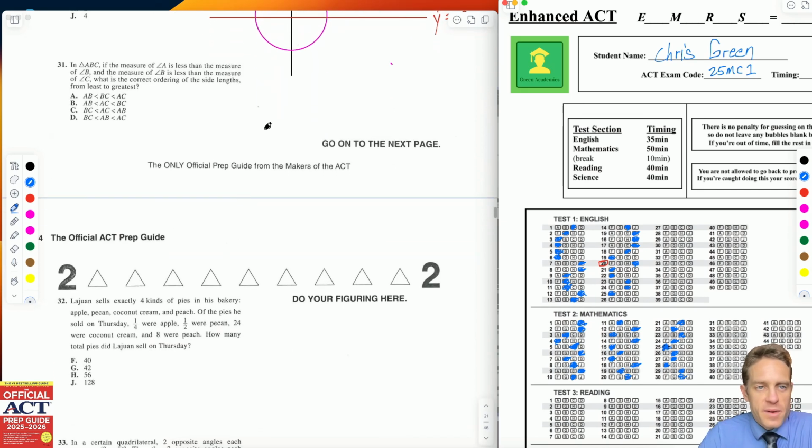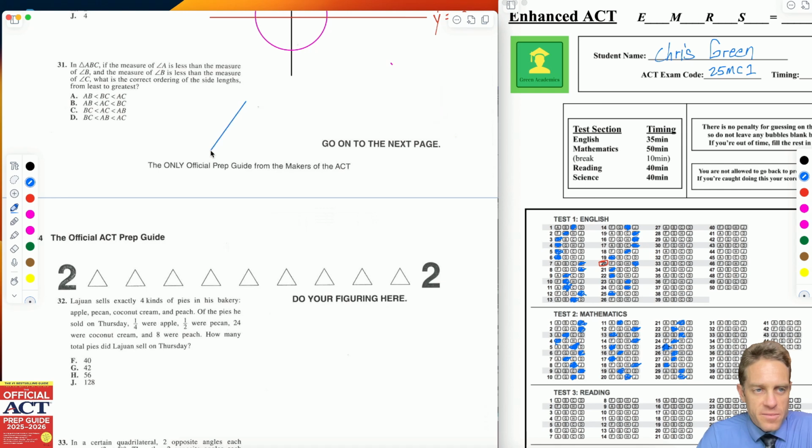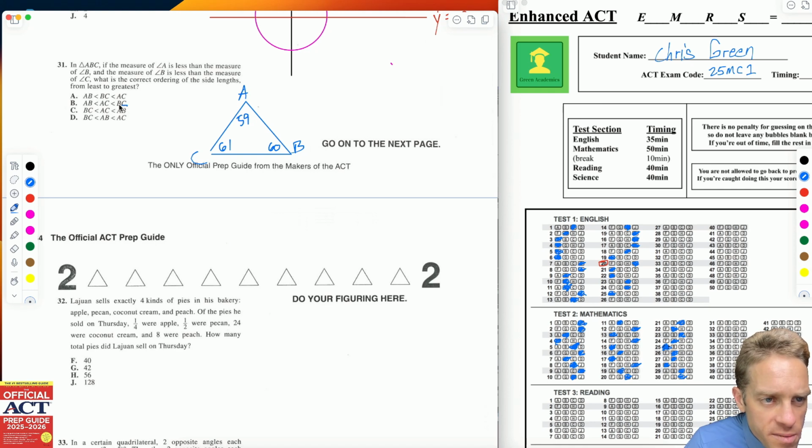In triangle ABC, if the measure of A is less than the measure of B, and the measure of B is less than the measure of C, I'm going to do this numerically. So just suppose it was 59 being less than 60, and 60 being less than 61. The principle at play here is that the longest side is across from the widest angle. So lowercase c, which is also the same as capital AB, is the longest side. So in order, it seems like it has to be this one. And then the shortest side is BC, which is this.